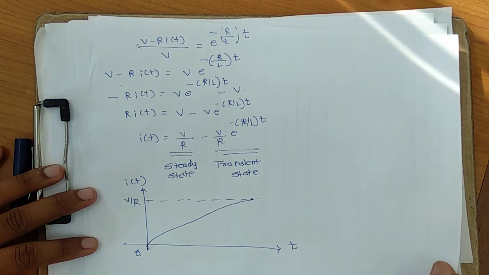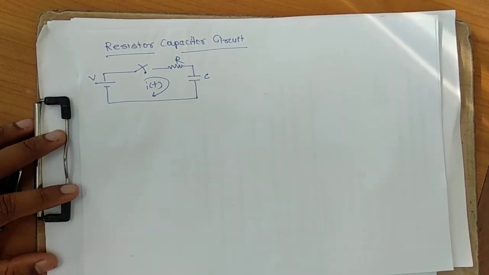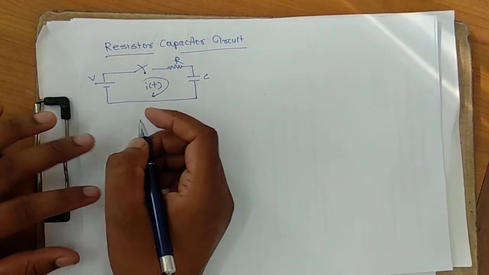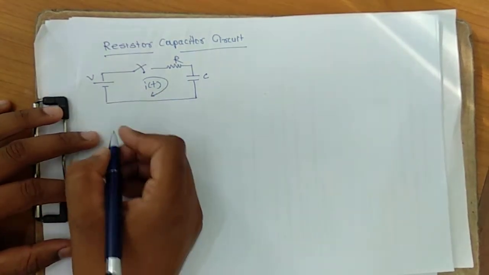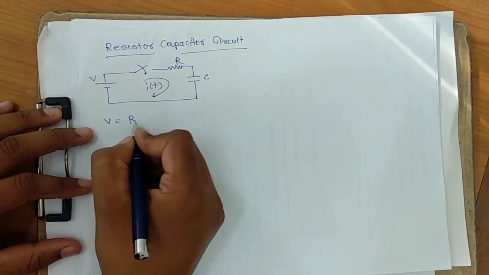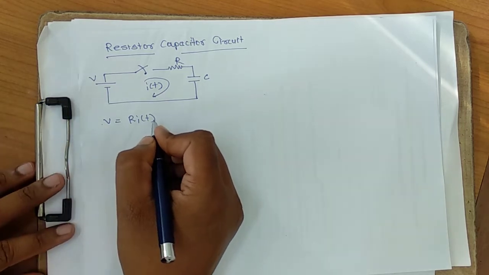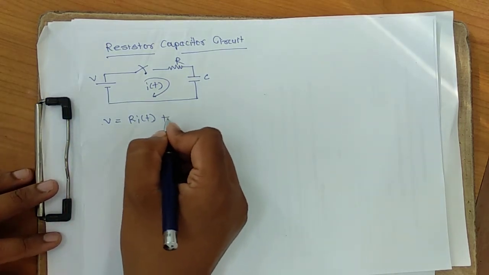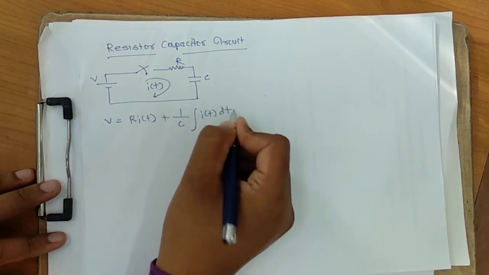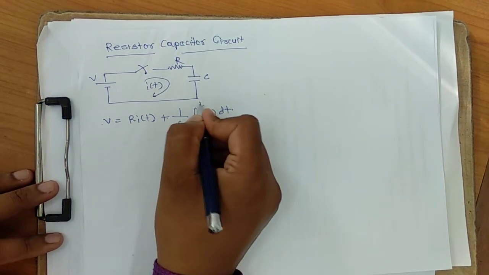Now we will move on to the next part, that is the RC circuit. Now you can see the circuit, a resistor capacitor circuit. In that resistor capacitor circuit, if you apply KVL, V is equal to R, that is the resistance, times I of t, plus 1 by C integral of I of t dt, with limits 0 to t.